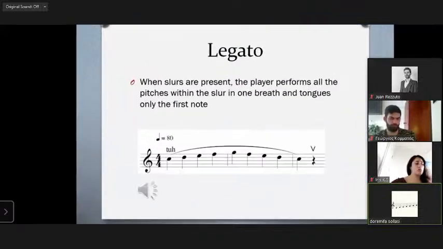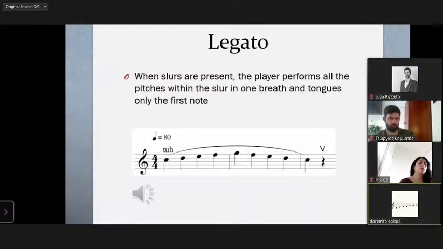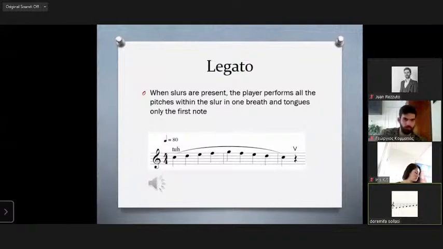Now here we have a legato passage. You know what legato means, so here we see that there is a big slur, and so the wind player only articulates, only tongues the first note with a ta articulation, and doesn't tongue any other note. So it would sound like ta. You see that the first one I am attacking with a T sound, ta, and then the next notes are legato. Let's move on to the next one.